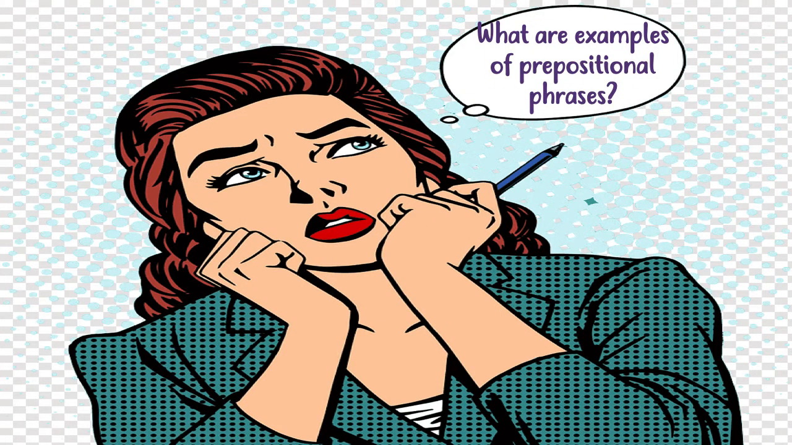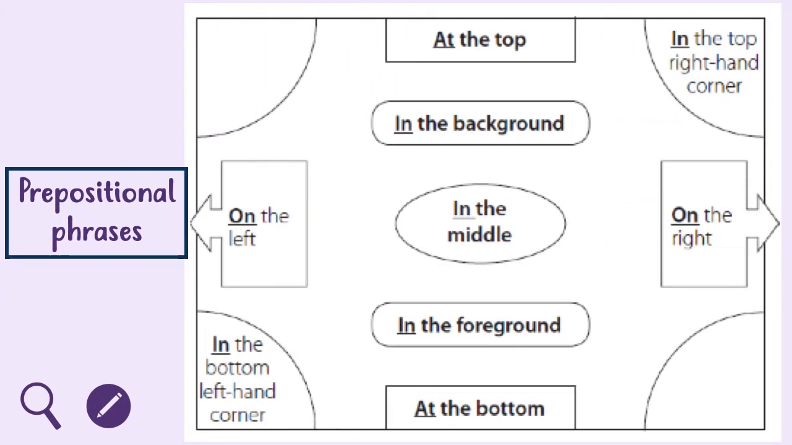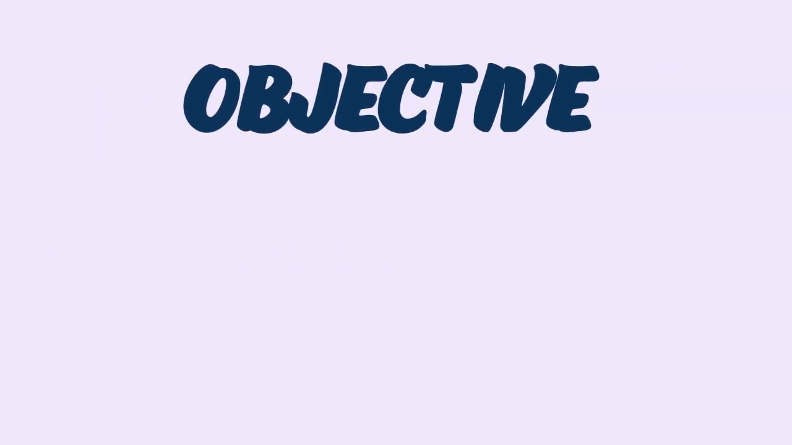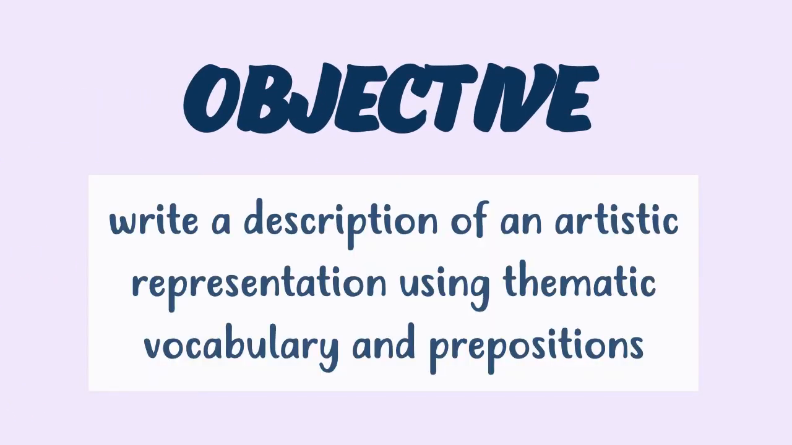Let's have a look at them. Examples of prepositional phrases could be at the top, in the background, in the middle, in the foreground, at the bottom, on the left, on the right, in the right top hand, in the bottom left hand. Now, it's important to remember our objective of the challenge. The objective was to write a description of an artistic representation using thematic vocabulary and prepositions.